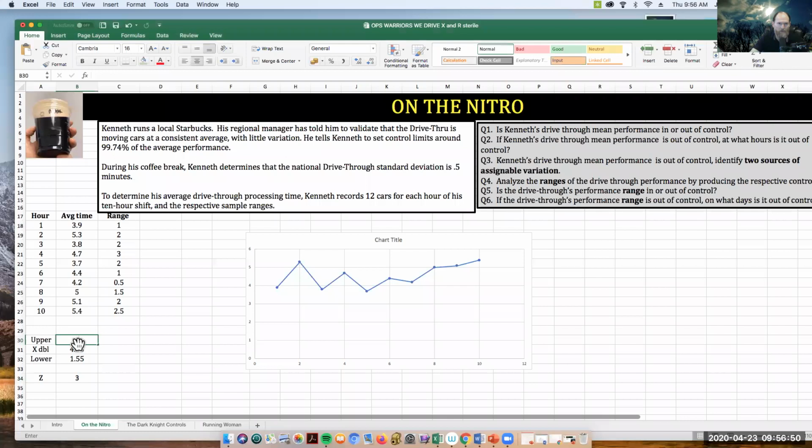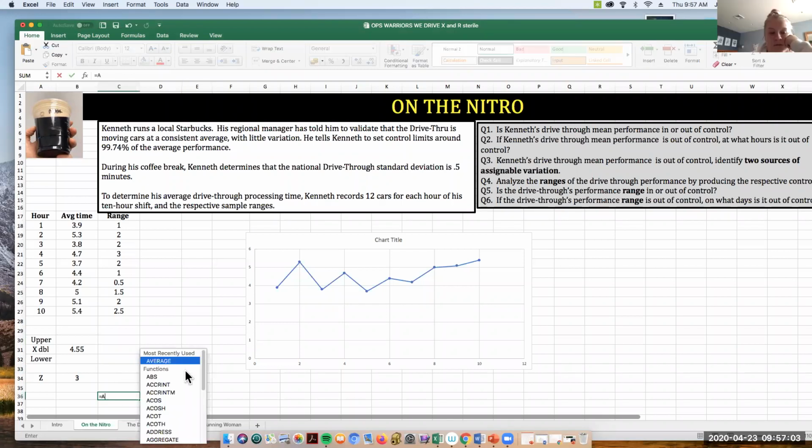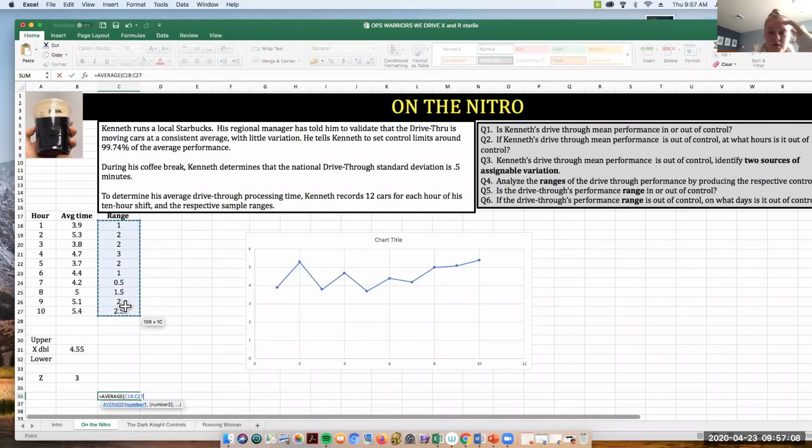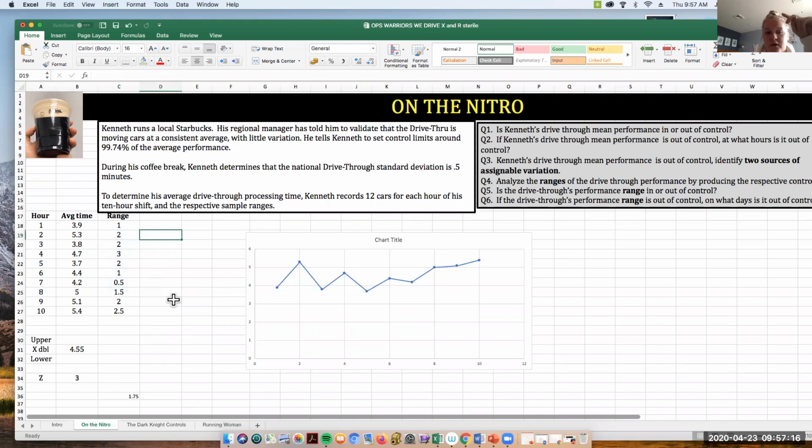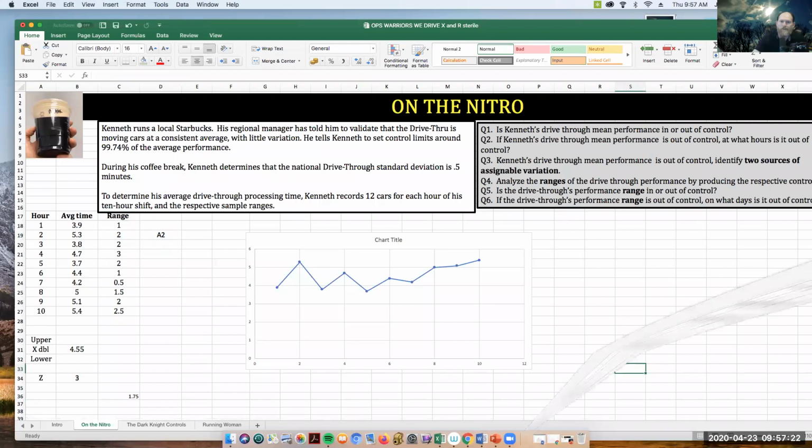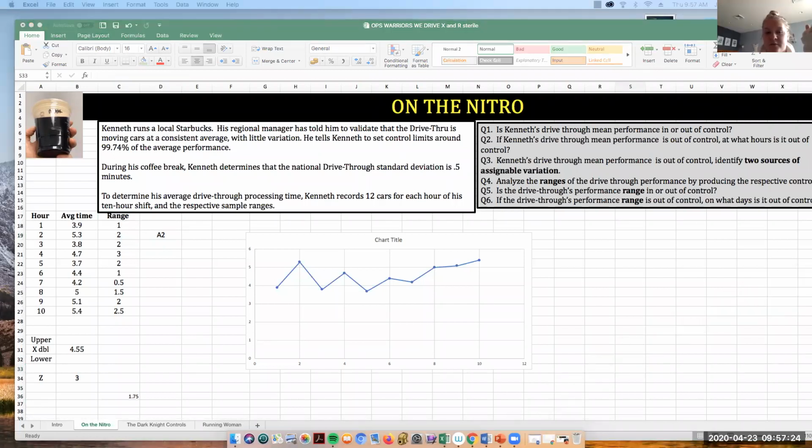I'm just going to zero these out for now. Your R bar is your average of the range column. So like right down here, at the bottom. And then I did the X bar for the upper. I did X bar plus your A2. That comes from that chart, the A2, D4, D3. And you have to have your sample size, which I said was 12.